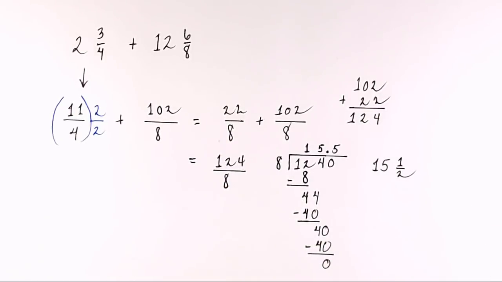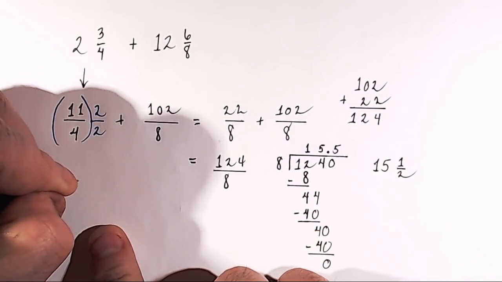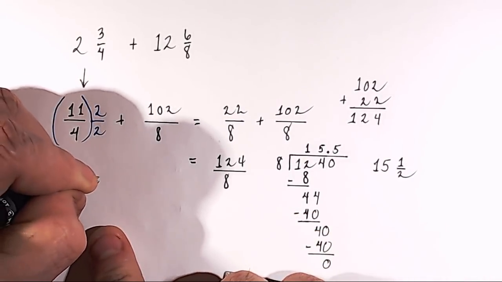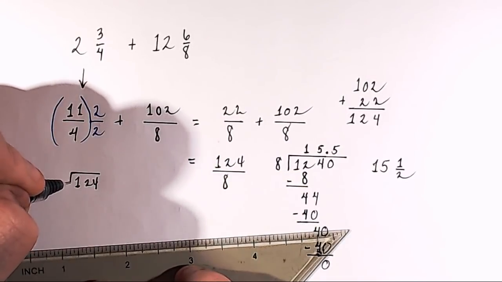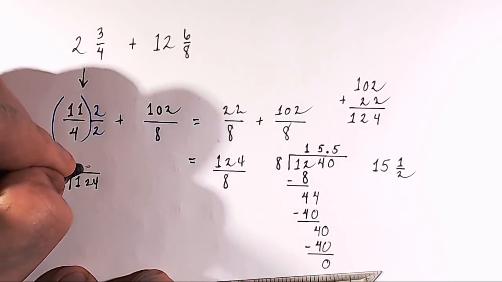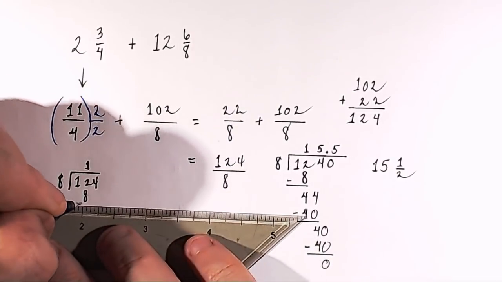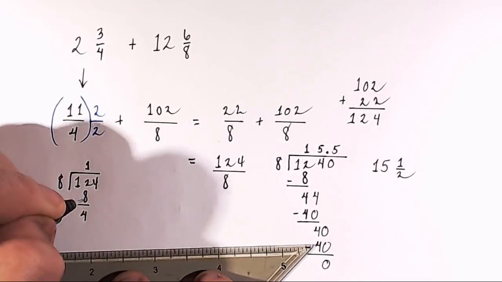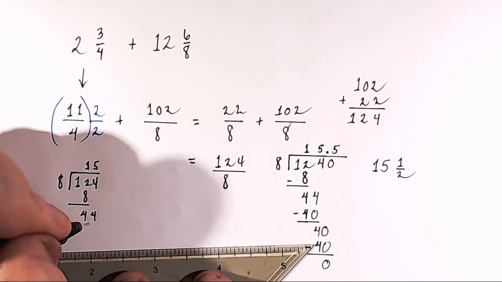Now, real quick, I want to kind of rewind. Of course, I can't rewind, so I'm going to just write down what we just did. 124 divided by 8, because I want to show one other thing we could have done. And we'll just say, well, that goes in one time, leaving 4, bring down the 4, and goes in 5 times. 5 times 8 is 40.